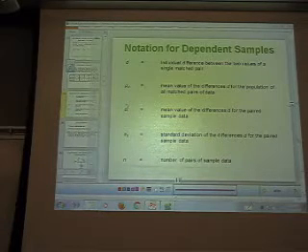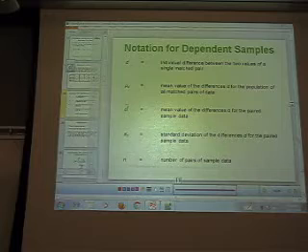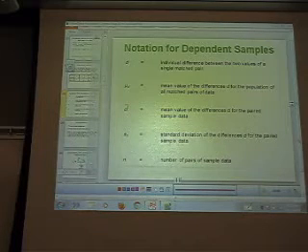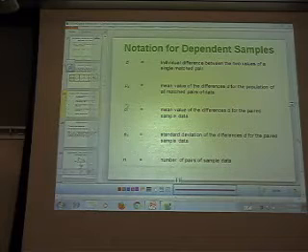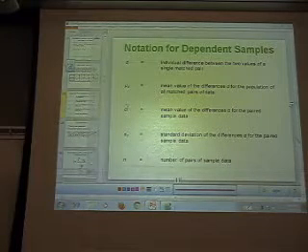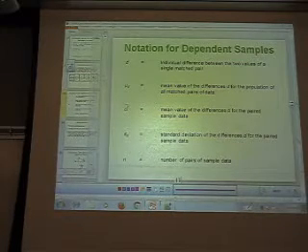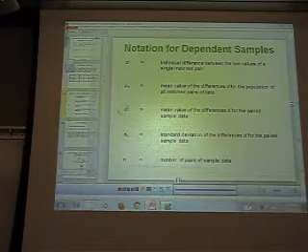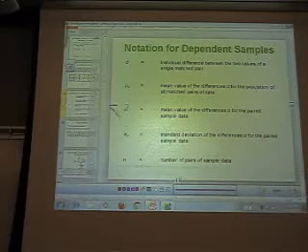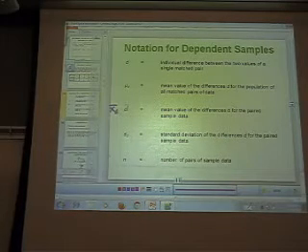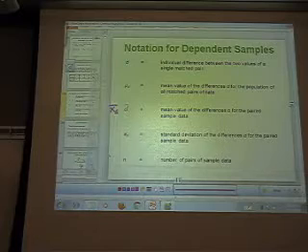Sample s d: the standard deviation of the differences d for the paired sample data, and n, the number of pairs of sample data. You could think of this as X bar sub D if you want, if that's easier. That's a little bit simpler to think about.